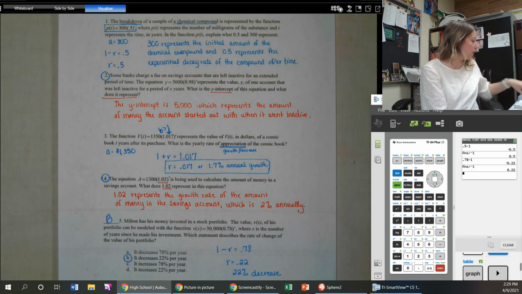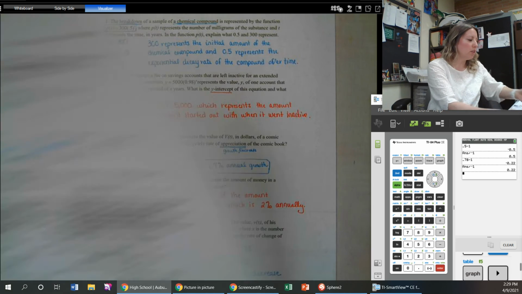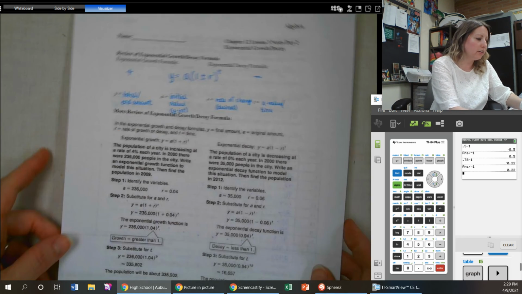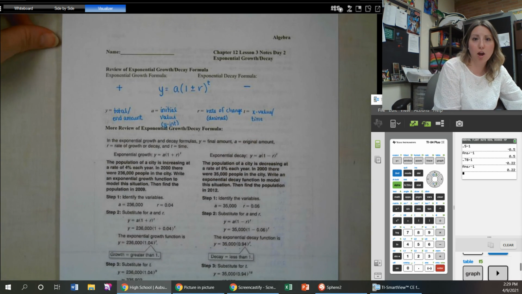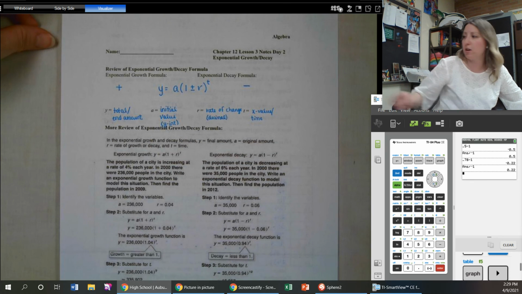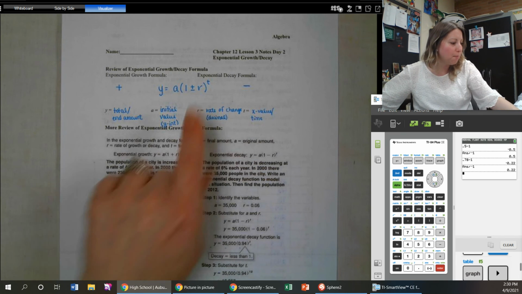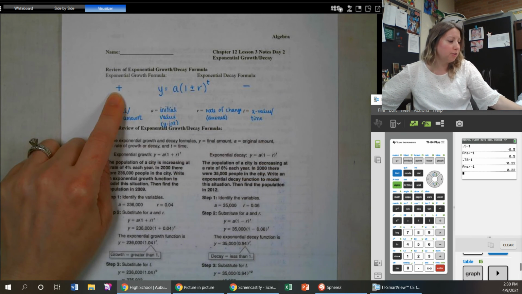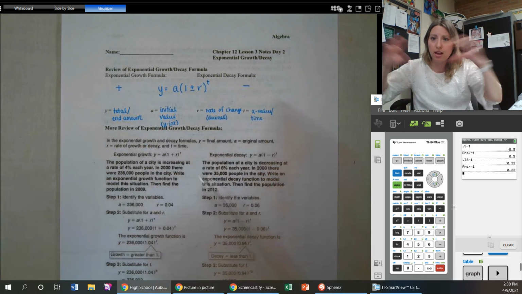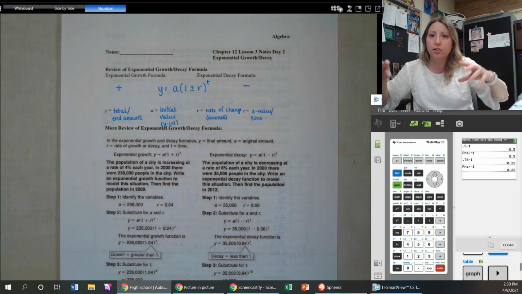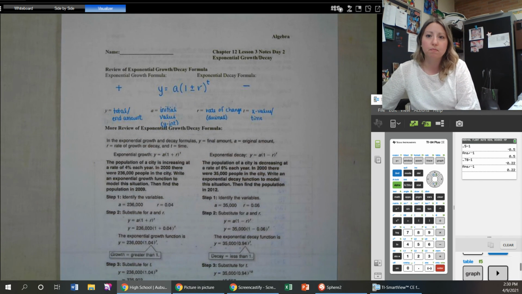All right. Algebras. This has been a second day talking about Chapter 12, Lesson 3, Exponential Growth and Decay in Function Form. Remember, the plus is the growth, the minus is the decay, and yes, they must be one or the other in this case.